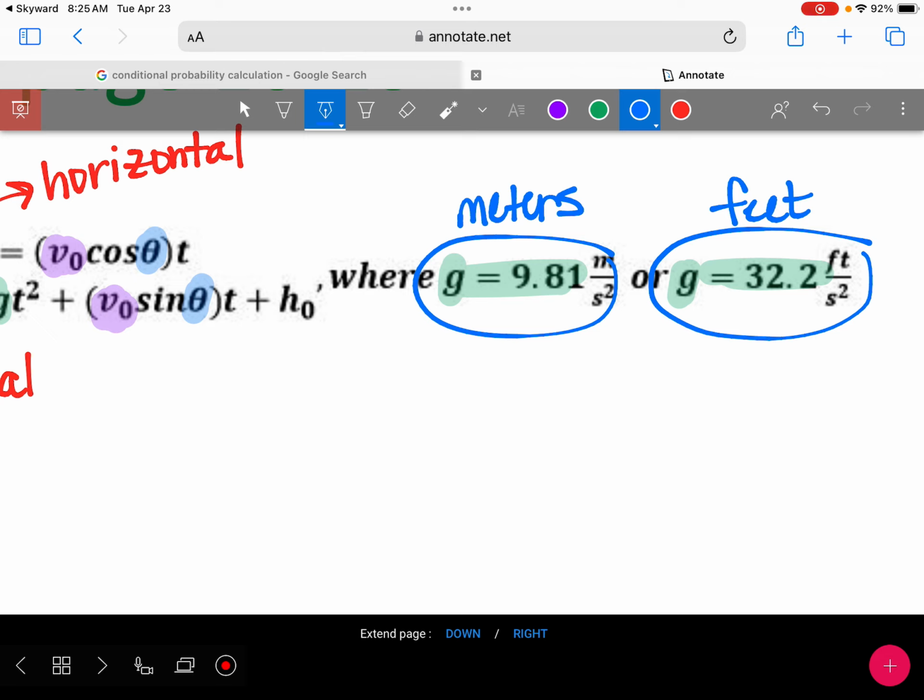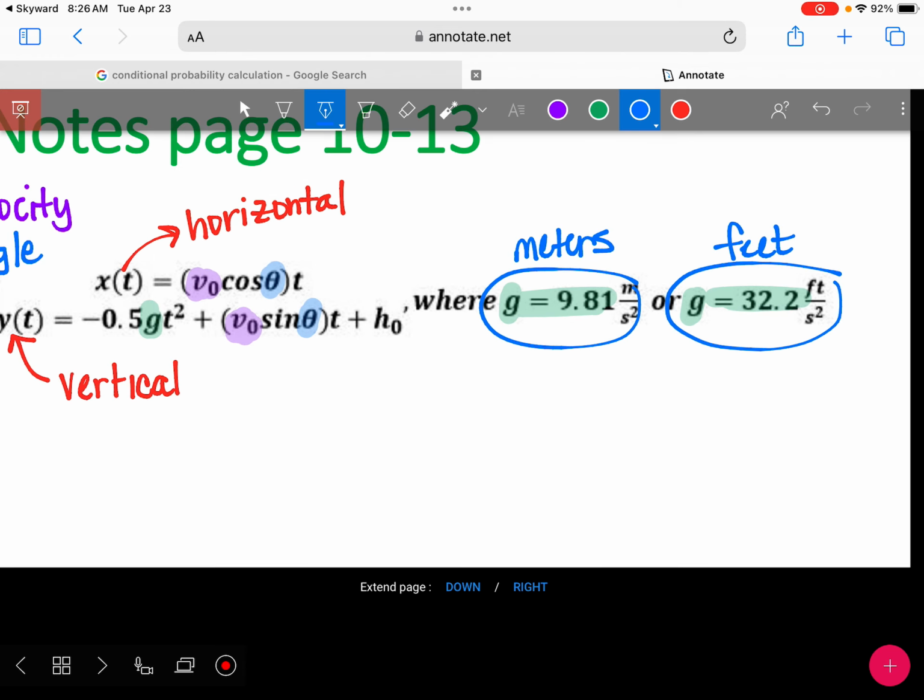Gravity is a vertical pull, which is why it's used in the y parameter, not the x parameter. Gravity does not play a force in horizontal distance, it's vertical distance. So you have to look at it to see if it's in meters or feet to determine which one you're going to use. I'm going to say like 85% of the problems that we do will be in feet. So most of the time we're going to use 32.2.